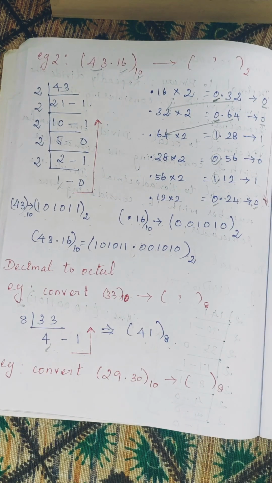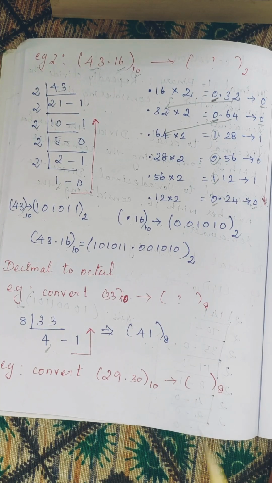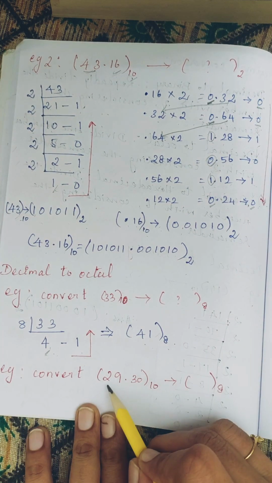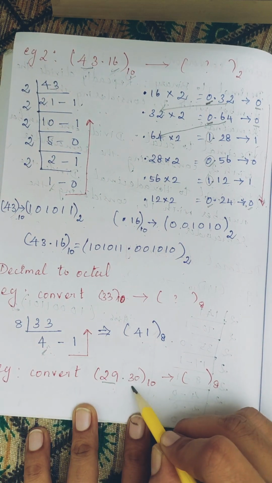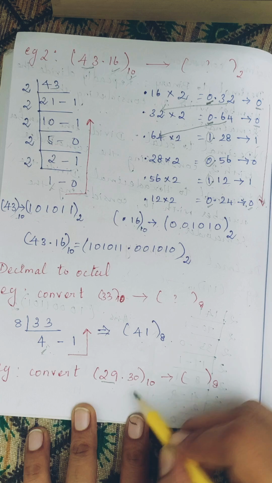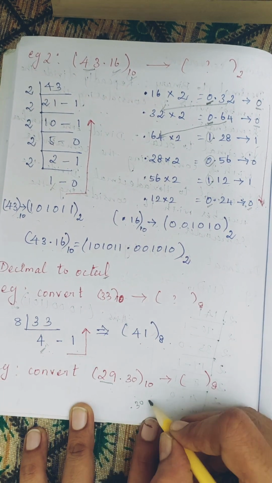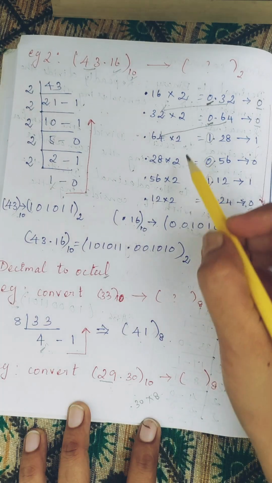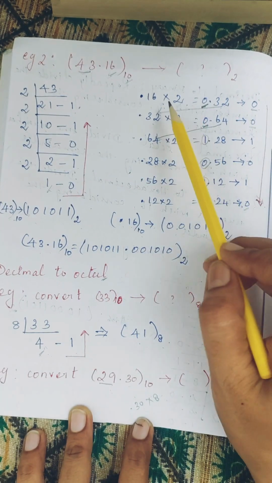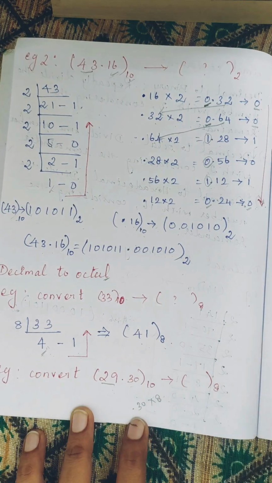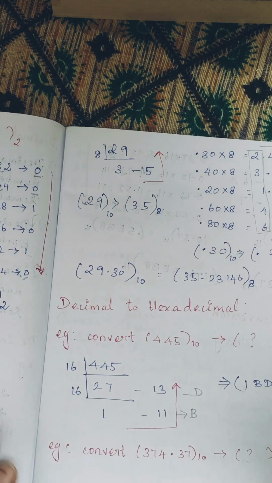Okay. Next is the part of 29.30 to the base 10 to the octal number. This integer part is the same as in the previous case, and here the fraction is 0.30. For the octal, we have to multiply 0.30 by 8, whereas for binary, we have to multiply the fraction by 2. Whereas here we have to multiply it with 8. So let us see here.